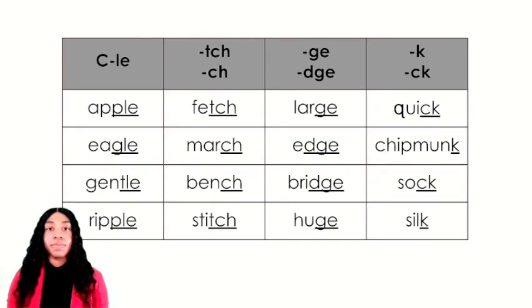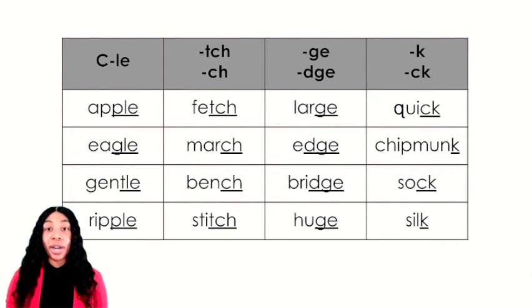Writing. Let's use words that we've learned in this module to write a silly sentence. Write a complete sentence using as many words as you can from this list. You can see words that have a consonant LE syllable. Apple, eagle, gentle, ripple.